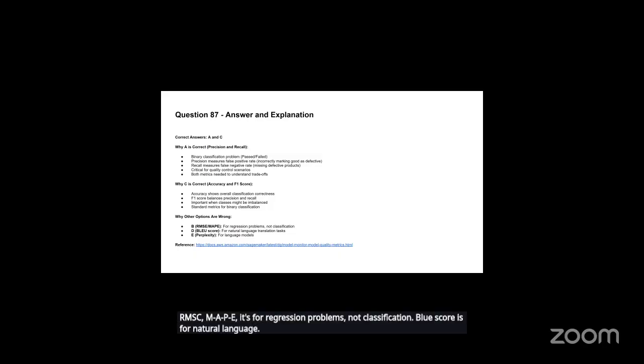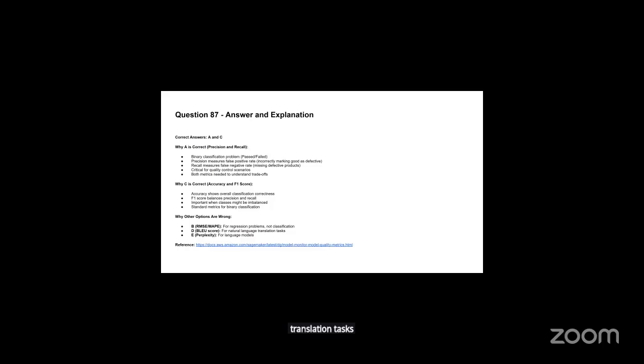C, accuracy and F1 score. Accuracy shows the overall classification correctness. F1 score balances precision and recall. It's important when classes might be imbalanced, and these are standard metrics for binary classification. Why are the other options incorrect? RMSE and MAPE are for regression problems, not classification. BLEU score is for natural language translation tasks. Perplexity is for language models.